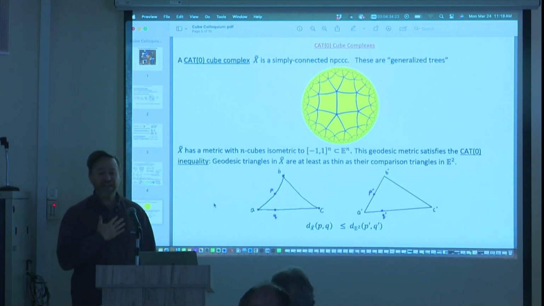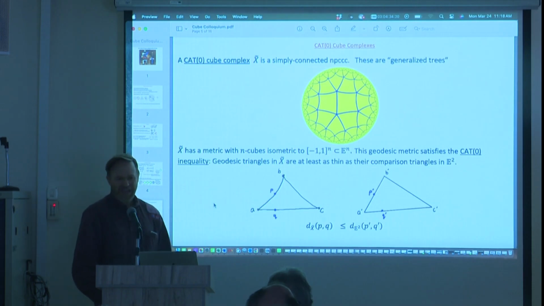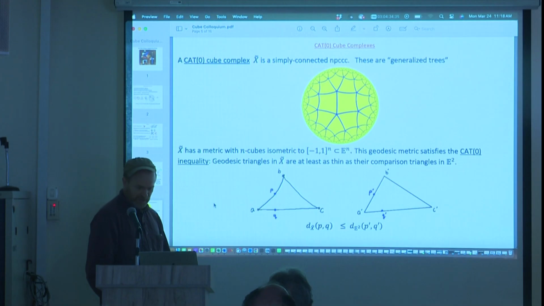But what are they really? They're really generalized trees. They're high-dimensional trees. That's what they are. That's how they behave. That's how we view them. That's how we think about them. That's why they're useful.